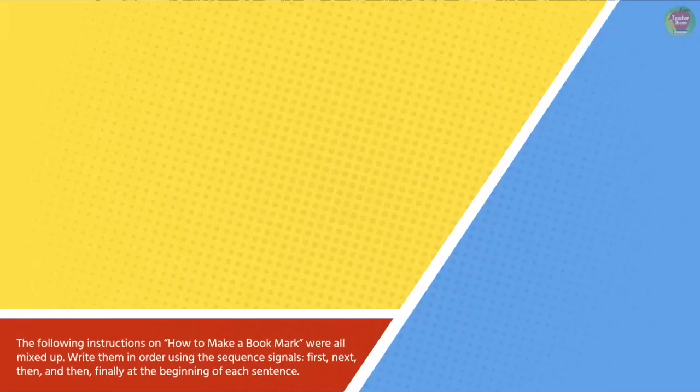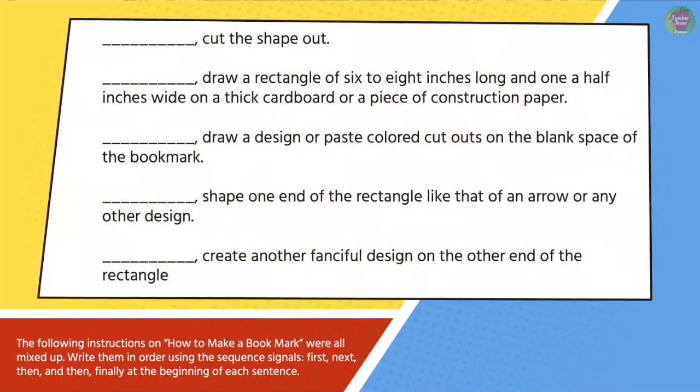The following instructions on how to make a bookmark were all mixed up. Write them in order using the sequence signals first, next, then, and finally at the beginning of each sentence. Reminder, you may pause this video in answering this activity. Are you done? Let us answer.